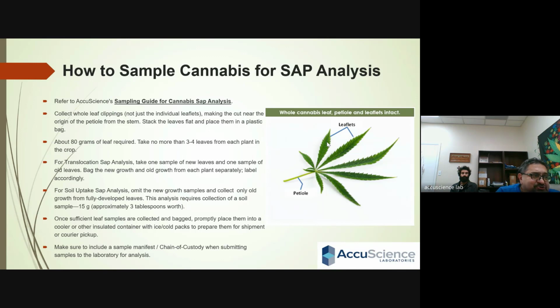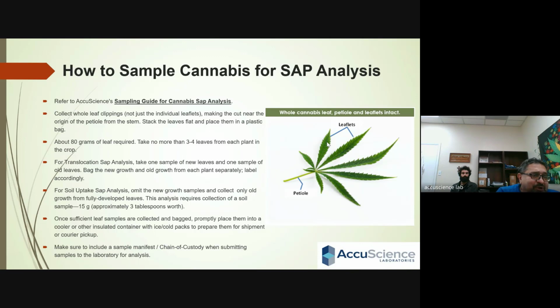And once you have sufficient leaves and you have bagged them, obviously you put them immediately into the cooler or any kind of insulated container. You put the ice pack on it and prepare it for shipment, or the lab courier comes to pick it up, or you drop it off at the laboratory that is analyzing it. It is again very important to put it on the chain of custody and identify the old and the new leaves.